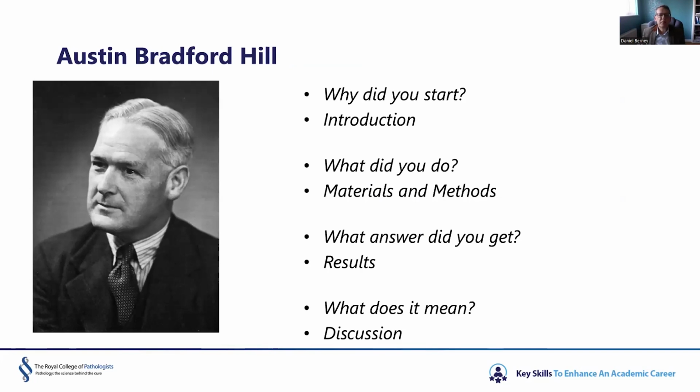Doll and Hill were the men in the early 50s who showed the link between smoking and lung cancer. And Austin Bradford Hill had a great way, and I want you to memorize this. It's the best way to structure the paper. The introduction should be: why did you start? The materials and methods should be: what did you do? The results should be: what answer did you get? And the discussion should be: what does it mean?